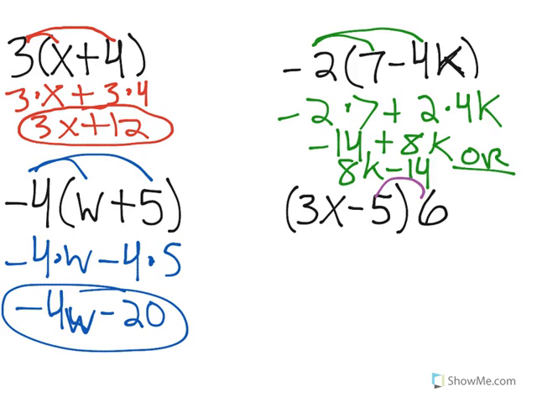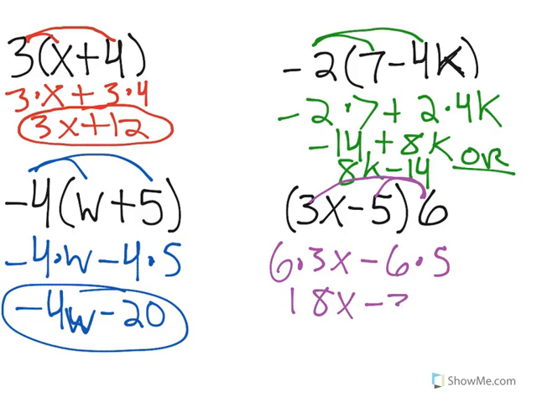Alright, so let's see. 6 times each of those. 6 times 3x. Positive 6 times negative 5, well, that's a negative. 6 times 5. Now, so 6 times 3x is 18x. Negative 6 times 5, well, that's negative 30, or in this case, minus 30. So here we have our full simplified answer, 18x minus 30, using the distributive property.